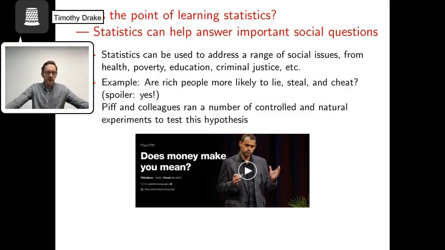When you have some time, I know there are lots of TED Talks out there. This is a fun one from some researchers from Cal. Their main research focus was around this idea of, are rich people worse people? Are they more likely to lie, steal, and cheat? And often the answer is yes. And so there are these controlled and natural experiments that they use to test this hypothesis.